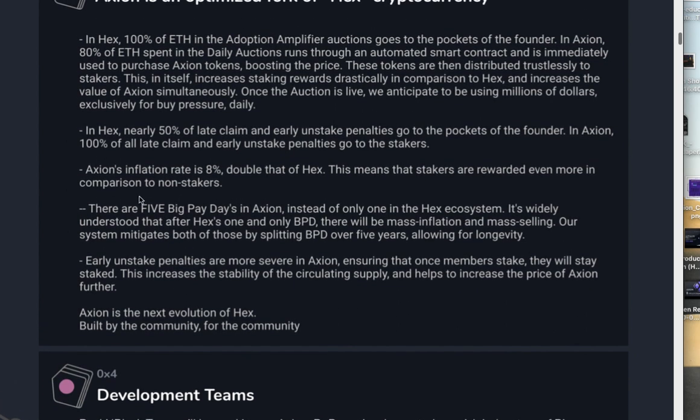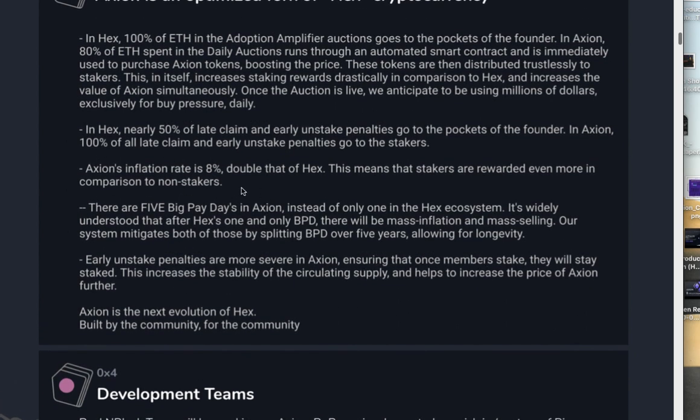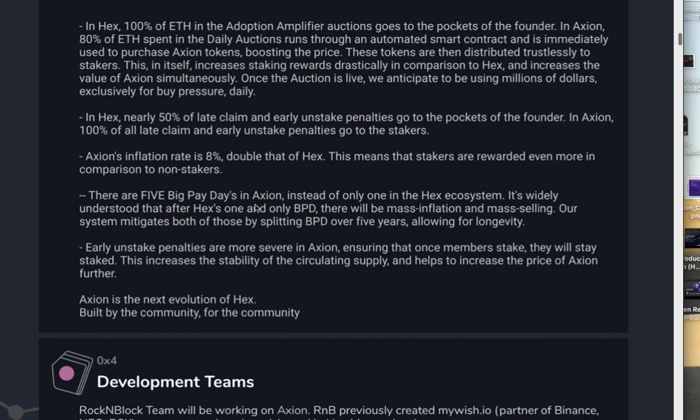So you can see that Hex has been tweaked here to benefit the individuals, and it basically removes a central wallet. Axion's inflation rate is 8%, double that of Hex. Hex is 3.69% plus a little extra in some circumstances. This means that stakers are rewarded even more in comparison to non-stakers. Right? So the heart of this project is about stakers and rewarding stakers. Okay, so great inflation for stakers, and as you'll see later, there are penalties for unstaking stronger than Hex actually. There are 5 big pay days in Axion.